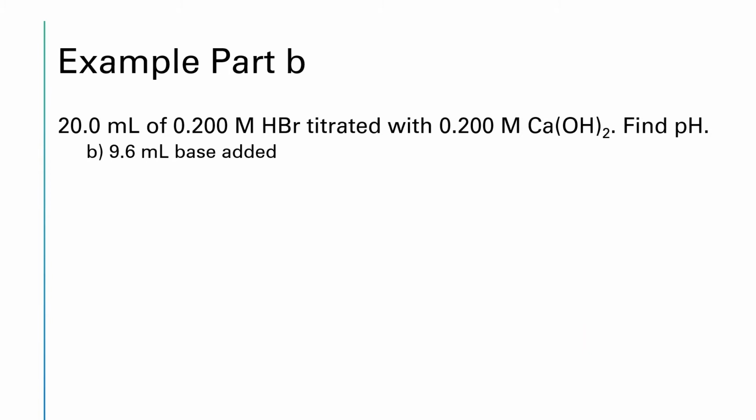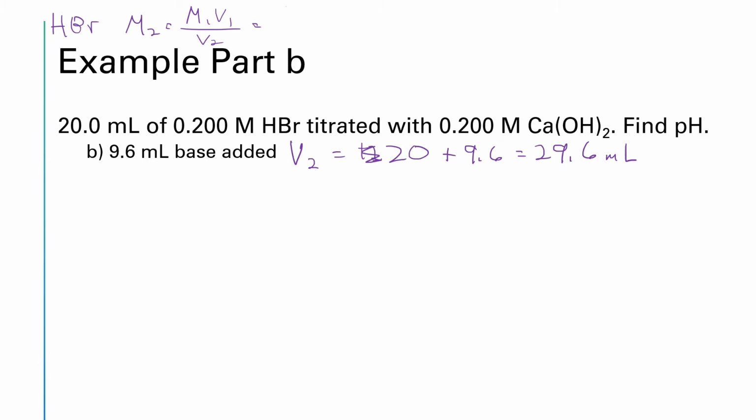All right, let's try again now with a different volume of base added, 9.6. Our V2 for our dilution calculation will be equal to 20 mils of the acid plus 9.6 mils of the base, so that will be 29.6 mils total for our V2. And if we're going to calculate the dilution of HBr, M2 will be equal to M1 V1 over V2. M1 for the acid is 0.2. V1 was 20. V2 was 29.6.